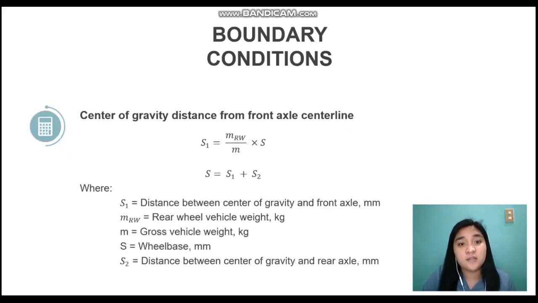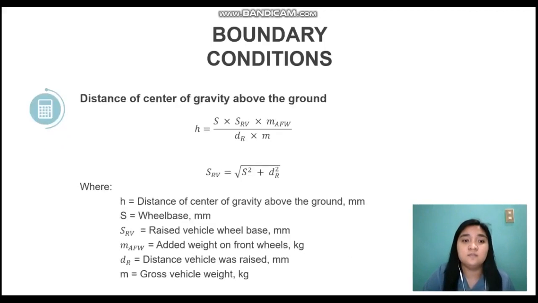Next, center of gravity distance from front axle center line. In order to get S1, or the distance between center of gravity and front axle, we need the rear wheel vehicle weight, the gross vehicle weight, and the wheelbase. Now for distance of center of gravity above the ground, in order to get H, we need the wheelbase, added weight on front wheels, distance vehicle was raised, and the gross vehicle weight.